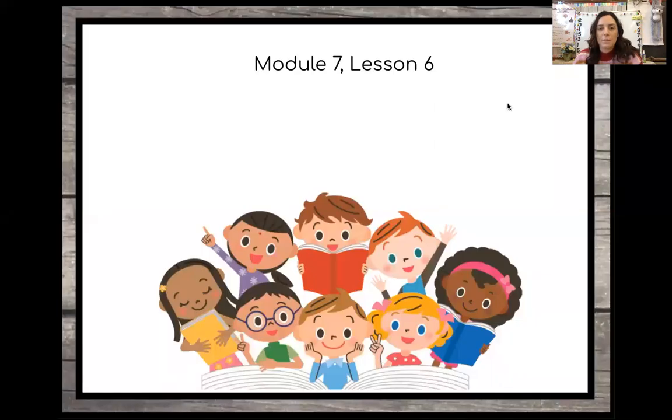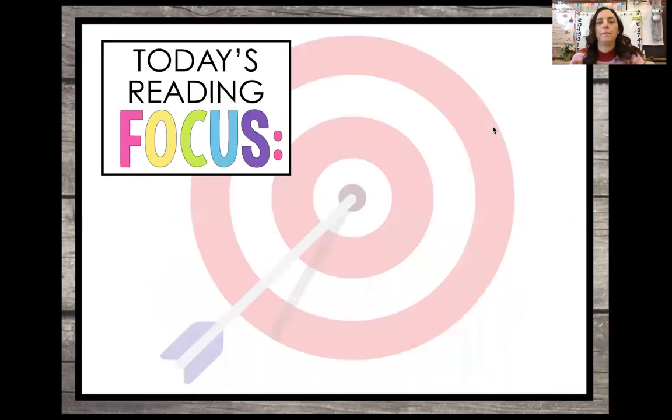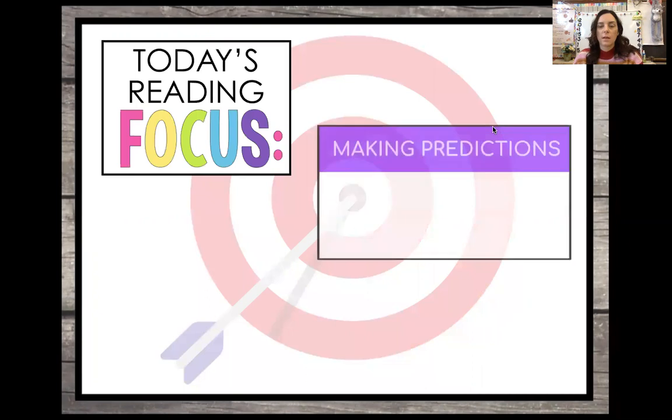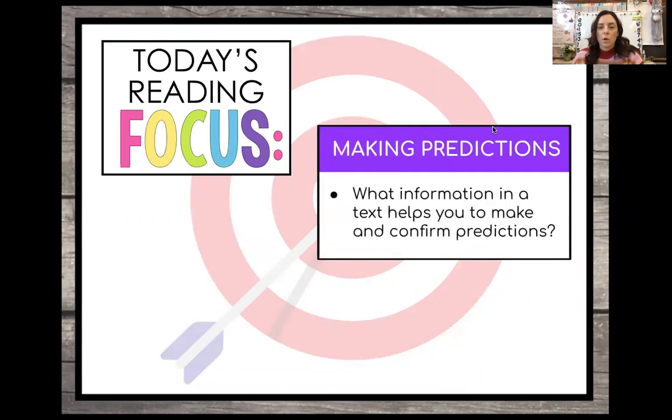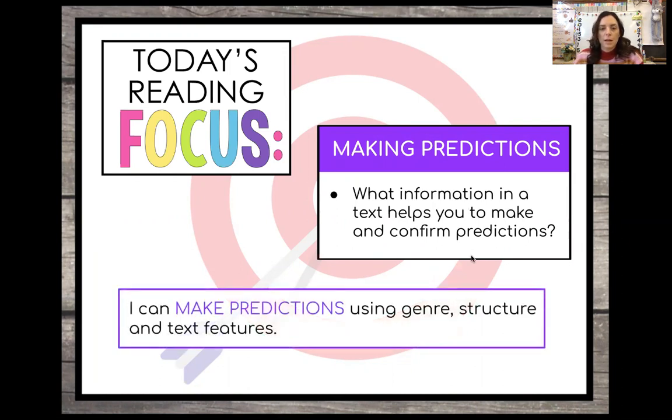Everyone, this is Module 7, Lesson 6, and today we are going to be talking about making predictions. Today's reading focus is making predictions. So what information in a text helps you to make and confirm predictions? Our learning target today: I can make predictions using genre, structure, and text features.